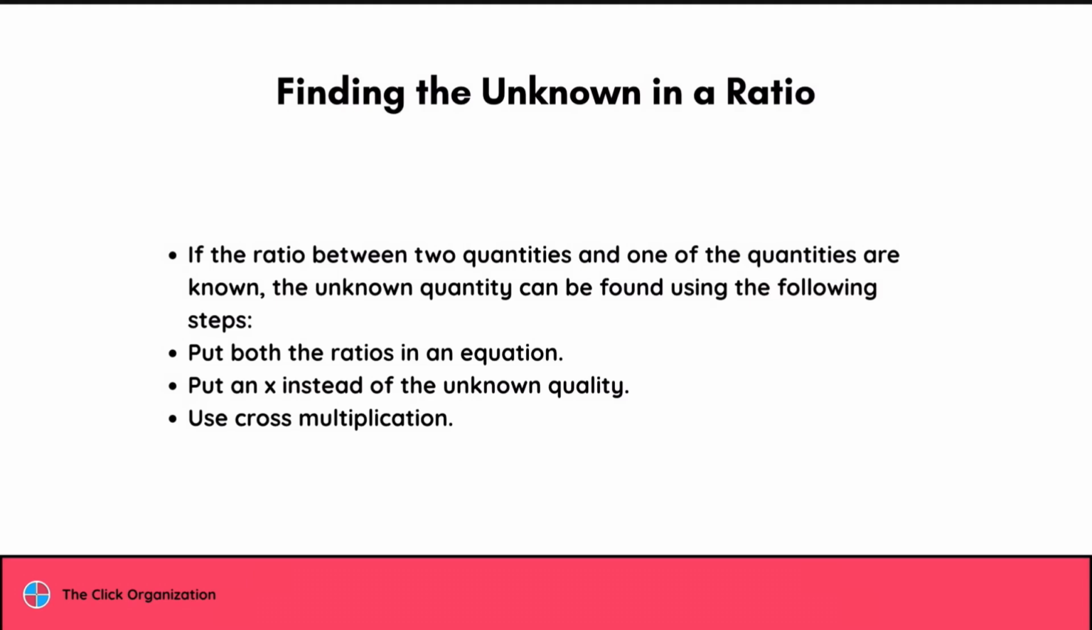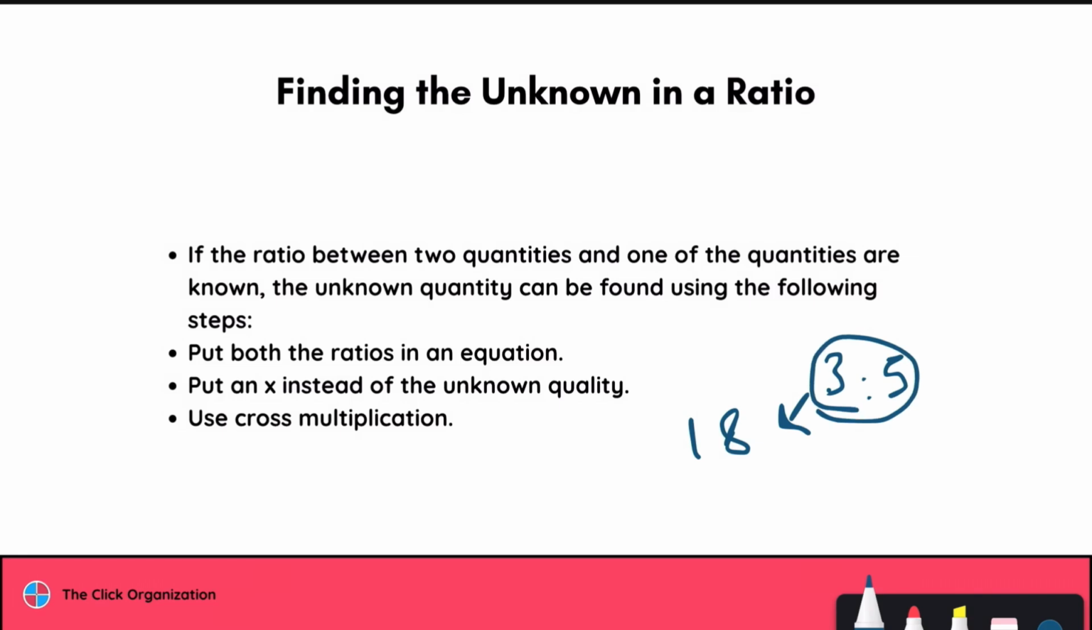Firstly, let's find the unknown in a ratio. If the ratio between two quantities and one of the quantities are known, the unknown quantity can be found using the following steps. What do we mean by this? So I have, for example, a ratio, okay? 3 to 5. This is known. And I have the quantity of 3, which is 18, for example. I have these two.